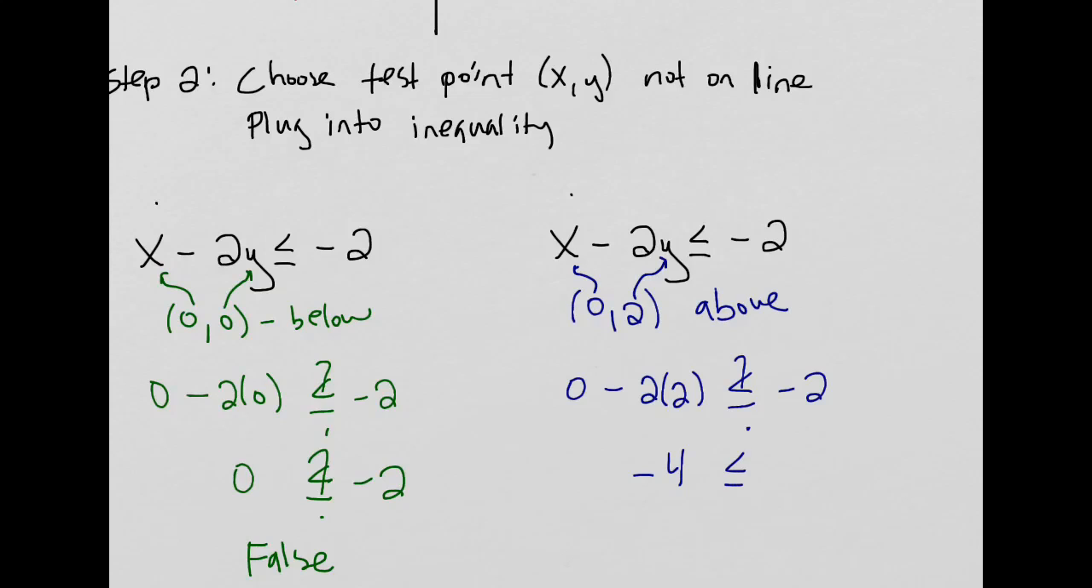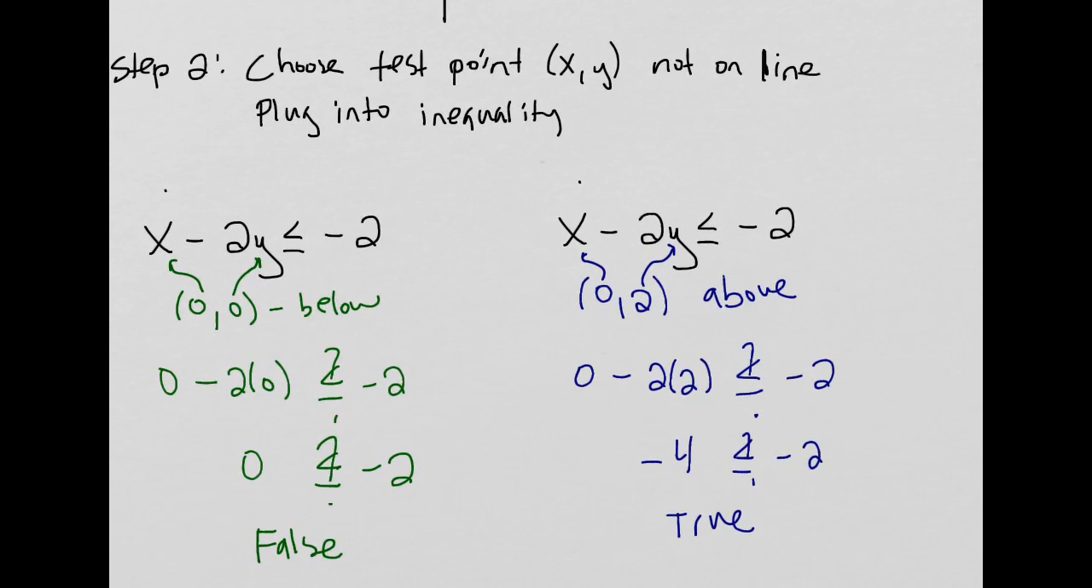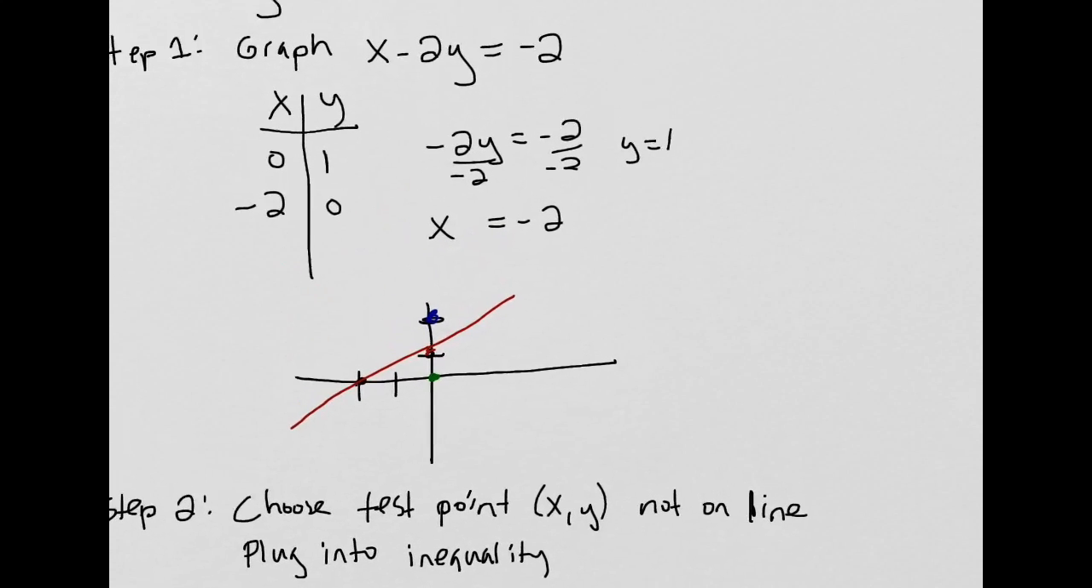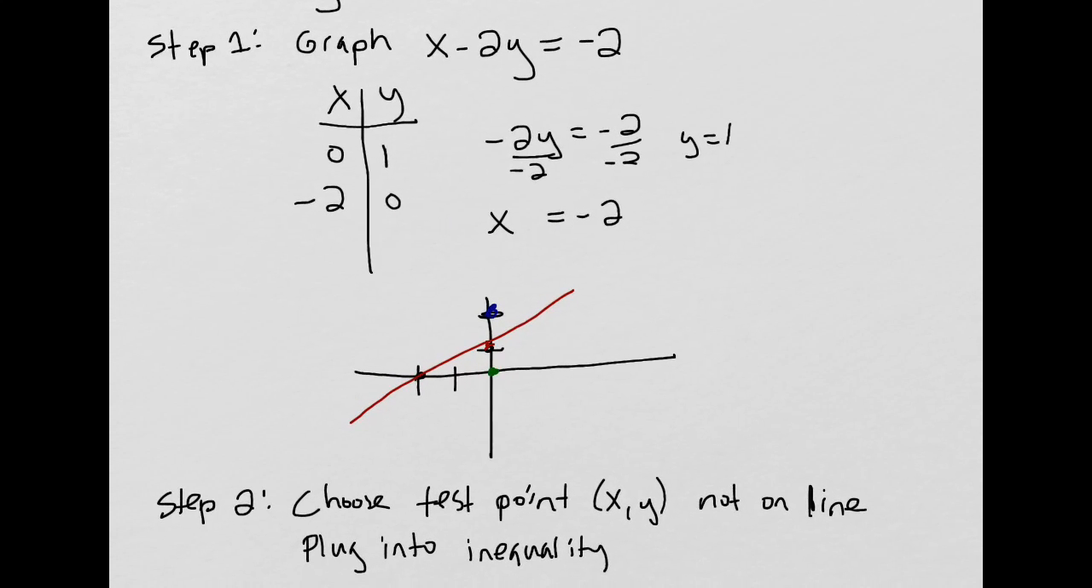Is that less than or equal to negative 2? And the answer here is yes, this is a true statement. So what that tells me when I look at my graph is that I want to include all the points above the line as part of my solution, and I also want to include the line itself. So my final answer would be the line that I graphed in step 1, but I would also want to shade all of the area above that line as part of my solution.